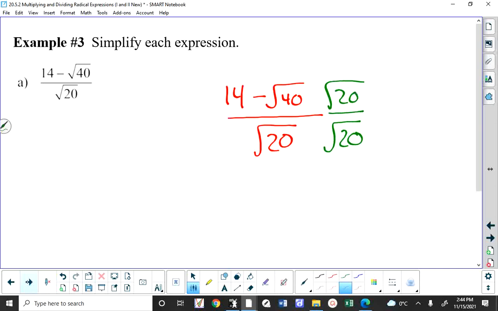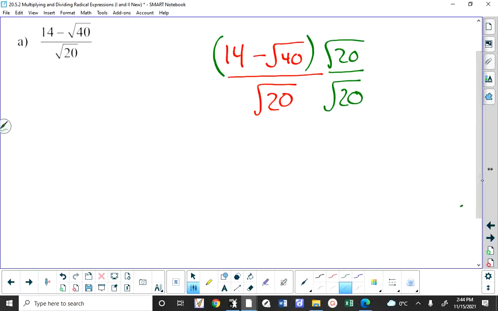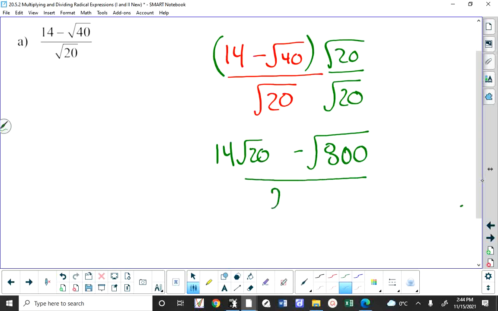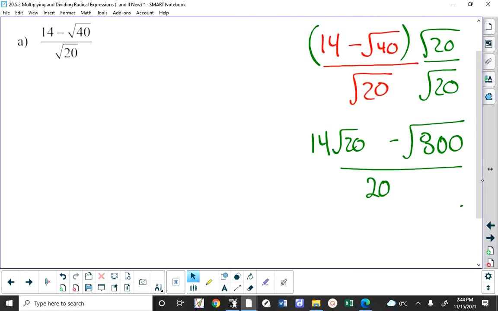By the way, when we do this to the top, we need a set of brackets there. You're not writing this down. So then on the top, what do we get? We get root 20 times 14. And then minus root 40 times root 20 is root 800 over root 20 times root 20, which is 20. Does that make sense to you? Do you follow that step? Okay, so now let's take a look at, now pencils back. We're going to write this down now. I'll come back to this.